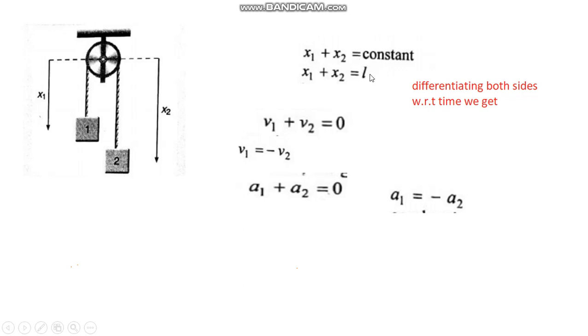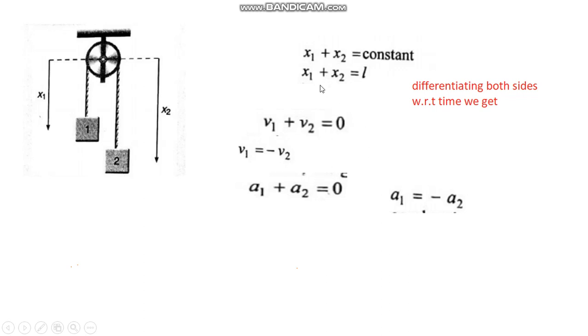It is not changing. So, differentiating both sides with respect to time. Now if you differentiate the parameters x1 and x2, which are basically displacements, you are going to get the velocities. If you differentiate once, dx1 by dt will be v1 and dx2 by dt will be v2. So v1 plus v2, since L is a constant, will be equal to 0. From here you get the equation v1 is equal to minus v2.